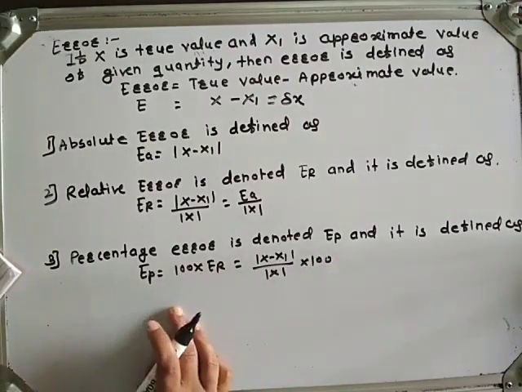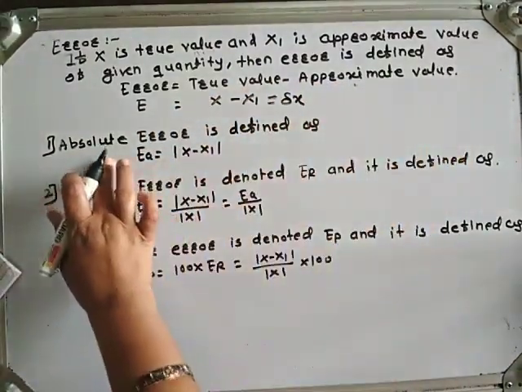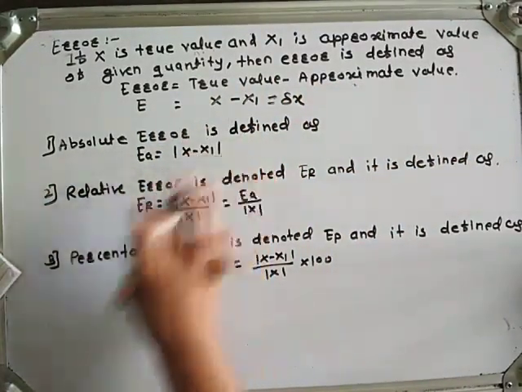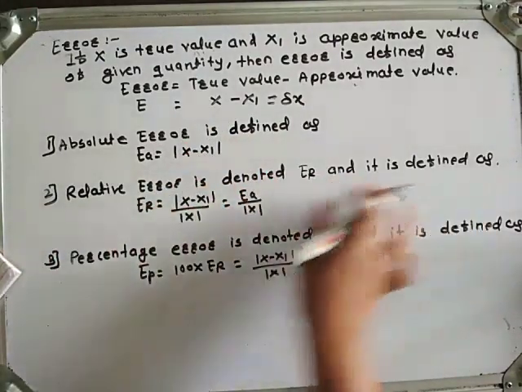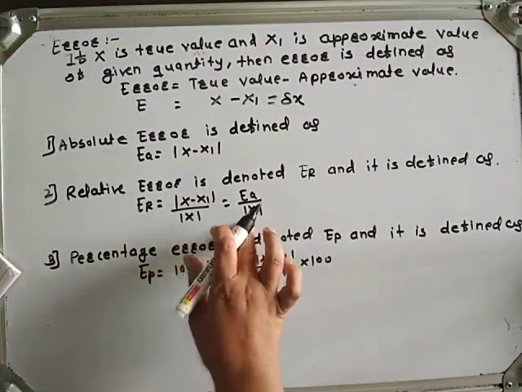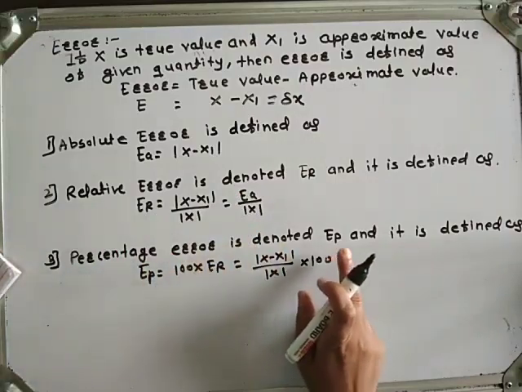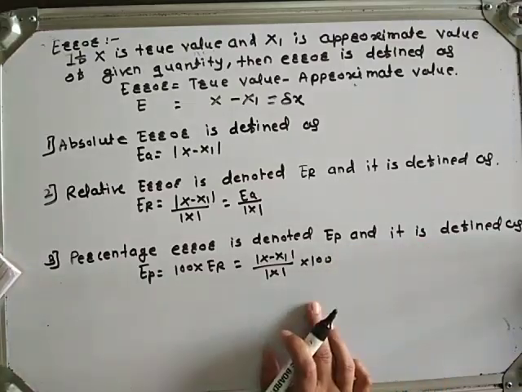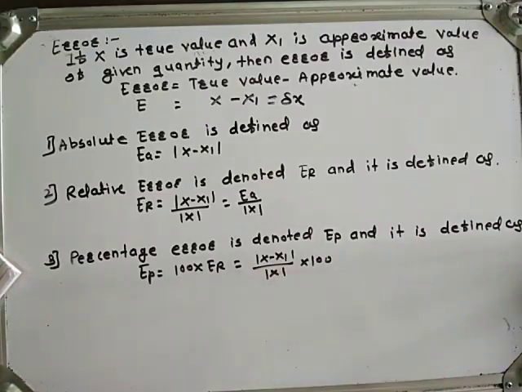See here, what is error? Error is nothing but true value minus approximate value. Absolute error is the absolute value of error, that is the absolute value of x minus x1. The second type is relative error. Relative error is denoted by ER, and it is defined as ER is equal to EA upon mod x. Next, percentage error is denoted by EP, and it is defined as EP is equal to 100 into ER, which is equal to mod x minus x1 upon mod x into 100.